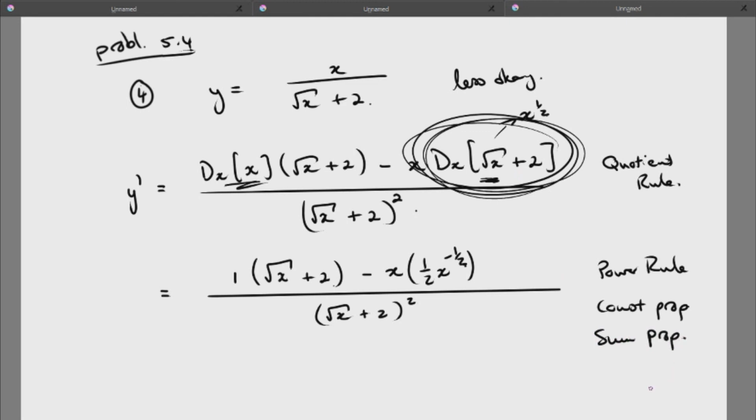So a friendly warning, yes, we don't write it every time. It becomes a little time consuming and tedious, but be aware of everything that's happening from one line to the next.